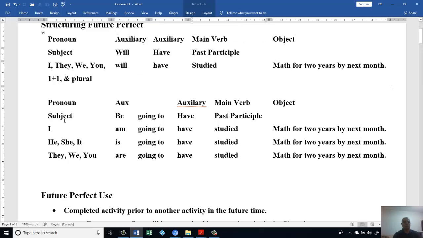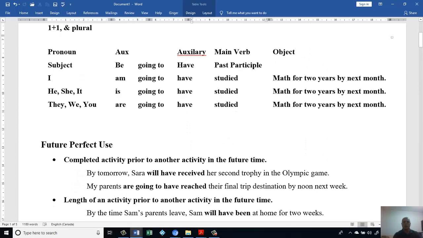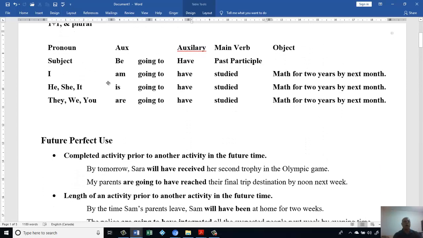Then let's look here: subject, we have it. Or the second thing for the future perfect, we can express a commitment or plan. We say I am going to, this is part of the future. Then we use have, as we said before, the root of the verb. Then we make it perfect time, so we change it to have studied. It means have plus the past participle.